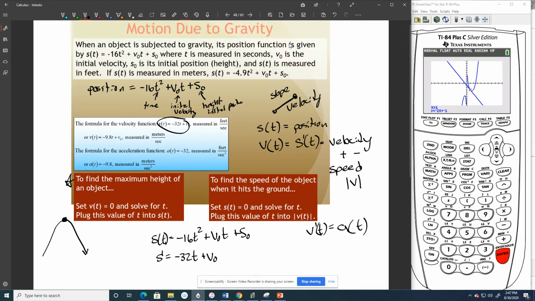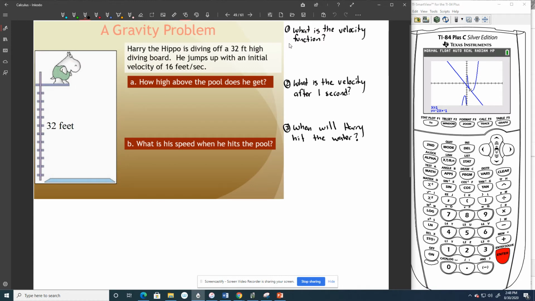To find the speed of an object when it hits the ground, well, if I have an object coming down, it hits the ground when my position is at 0. So when S of t is equal to 0, that's the moment that I hit the ground. So if I can figure out at what time that happens, I can plug that time into my velocity formula and figure out how fast I'm going. So let's try a couple of these. We'll do a few here on the video, and then we're going to do some in class as well.